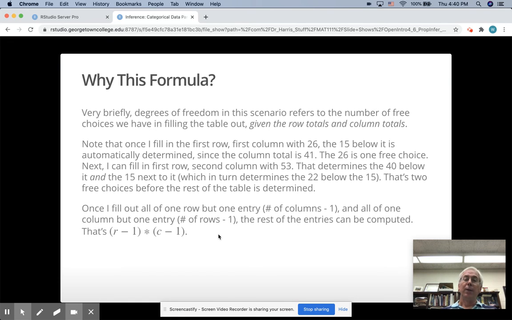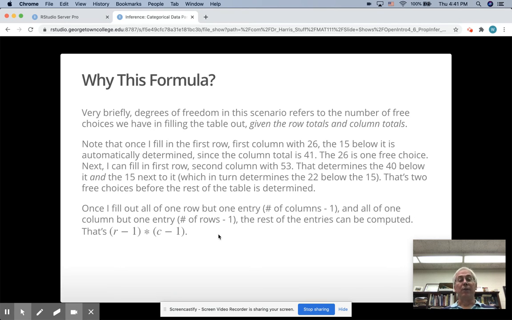And so the 26 plus the 53 gives me 79. If there are 94 women altogether, then the third column, first row, has to have a 15 in it. And that in turn determines the 22 below that, because of the 37 people who prefer the back. So once I fill in the 26 and the 53, all the rest of the table can be filled in. It means that there were 2 free choices to fill out that table, given that I knew what the row totals and column totals were.